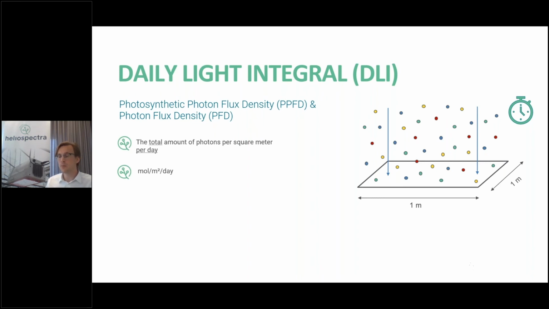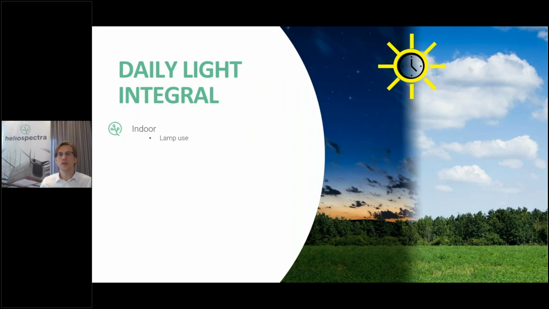This is very much of importance to anyone who's growing plants, to keep track of how much light I get in total on my plants per day. And if you're indoors, calculating the daily light integral is pretty straightforward. We're not going to look at the formulas right now, but the only thing that determines how much light your plant gets is essentially how you use your lamp. So how much light output do you have in your grow room, and then you multiply by the number of hours that you have the lamp on. So it's pretty straightforward to calculate your daily light integral when you're indoors.